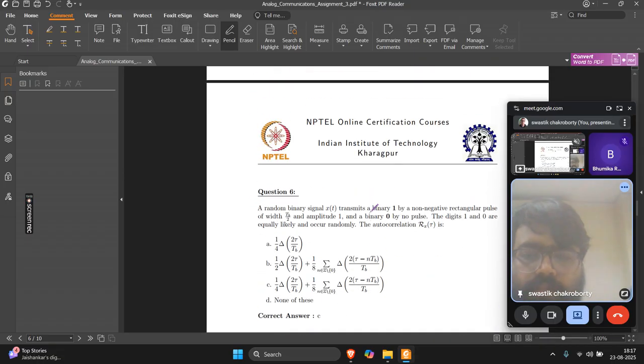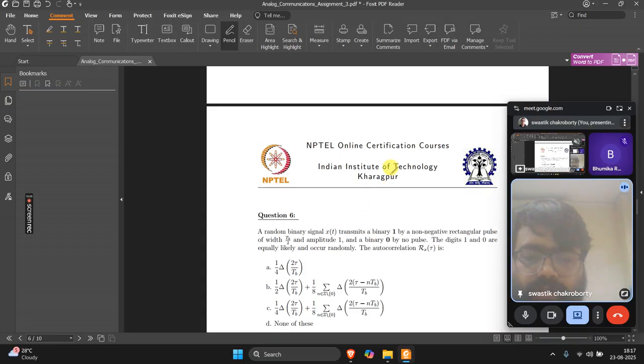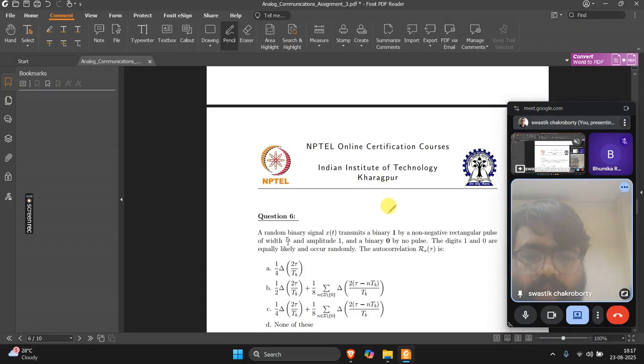Up to this it was true and false and objective questions. Now we have a problem. A random binary signal transmits a binary 1 by a non-negative rectangular pulse of width TB/2. So the pulse width is TB/2 and it has an amplitude 1.